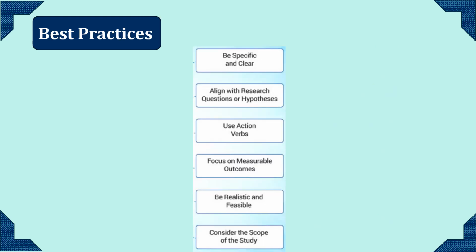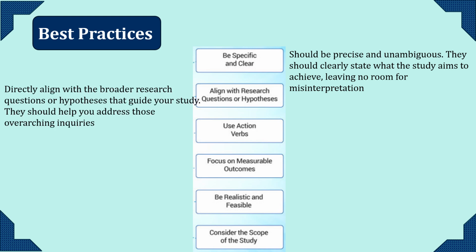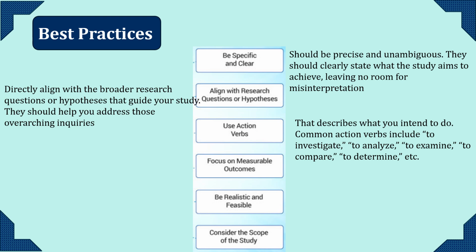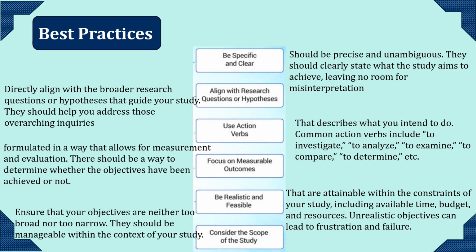Here are some best practices to keep in mind when formulating research objectives. I'm quickly scanning this section to save time. Be specific and clear. Align with research questions and hypotheses. Use action verbs. Focus on measurable outcomes. Be realistic and feasible. Consider the scope of the study.